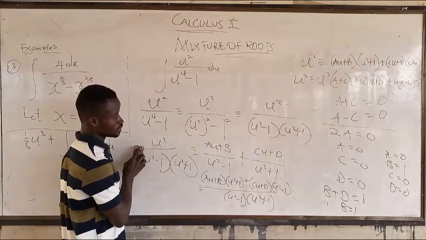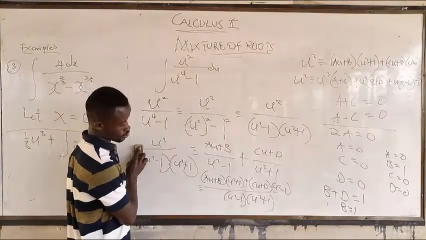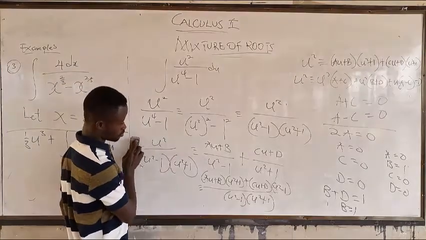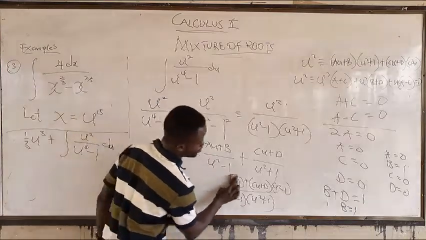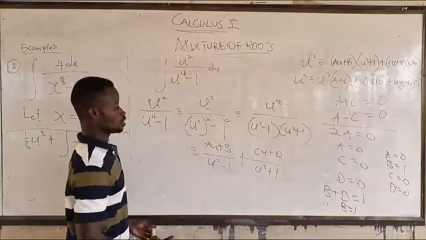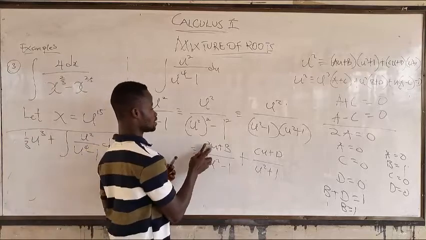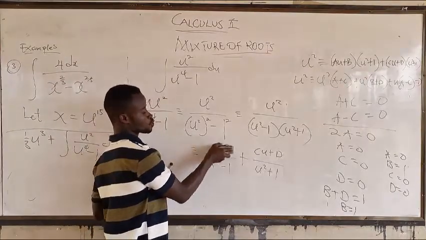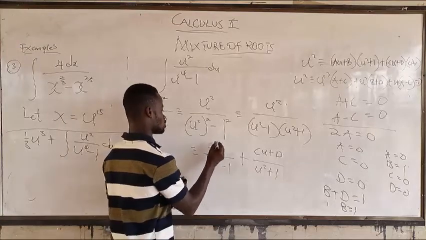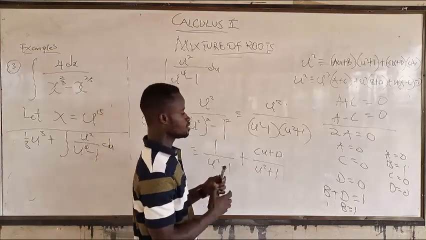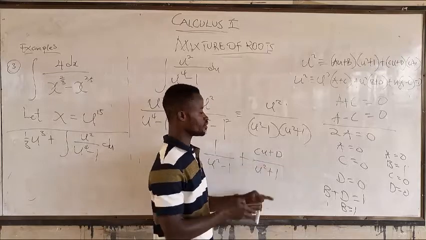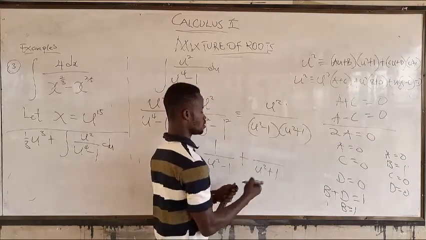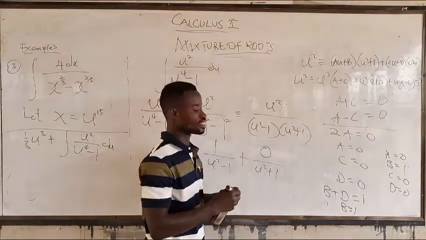So I would like to clean the whole of this. So we know that a is 0, so this place vanishes. b is 1, so here is 1. c is 0, d is 0, the whole here is 0. 0 divided by anything is 0.